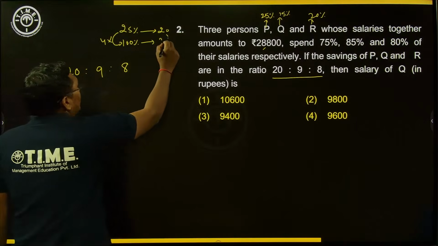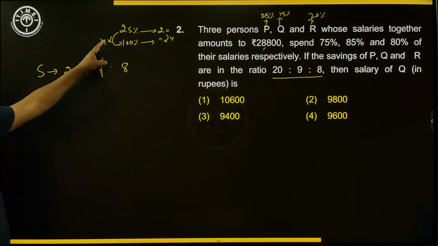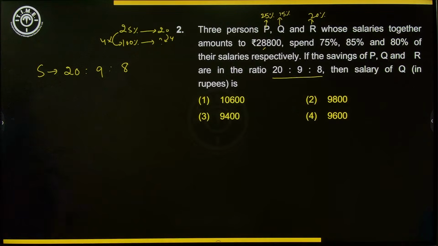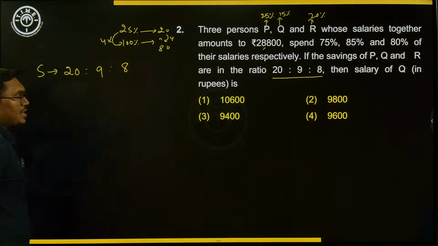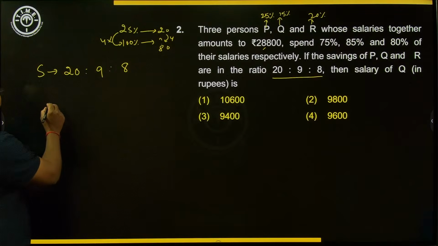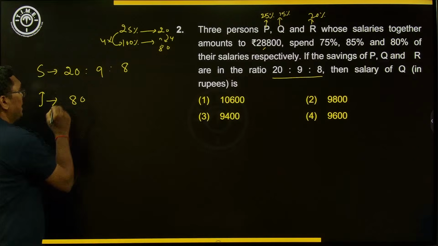So 20 into 4. Instead of cross multiplying, if you multiply into 4, we easily get the answer. So 20 into 4 is 80, right? So this is the salary of P, that is income. Income of P is 80.